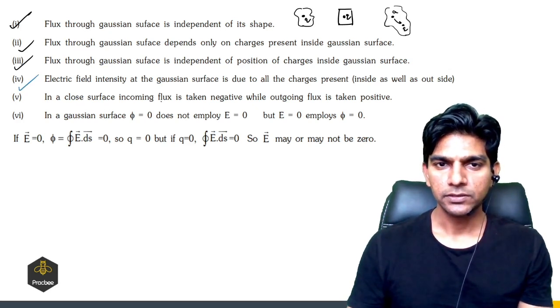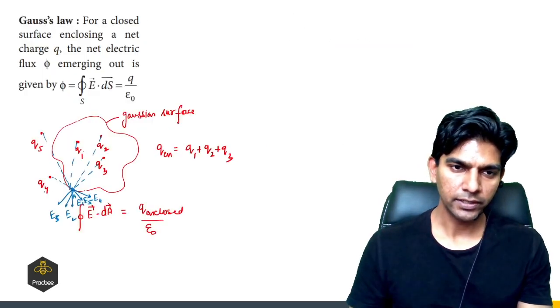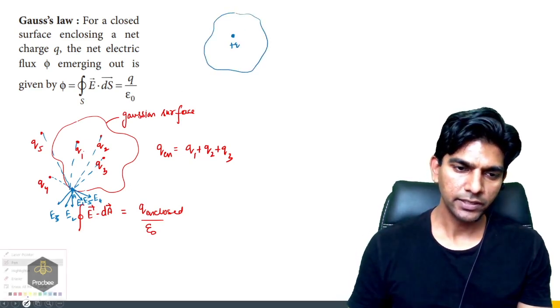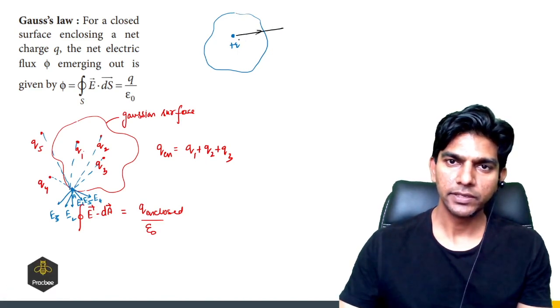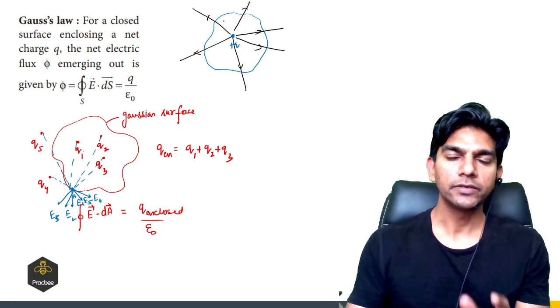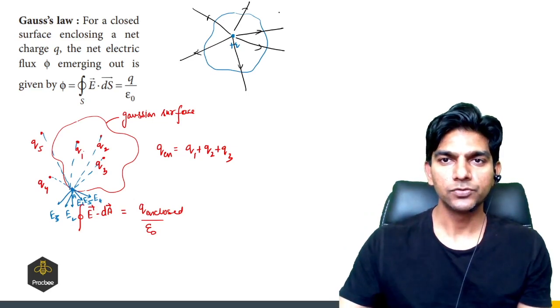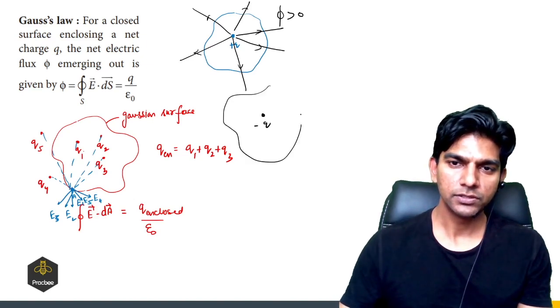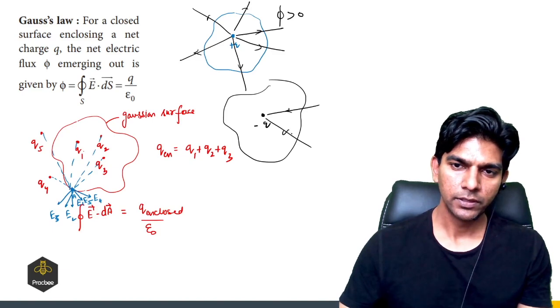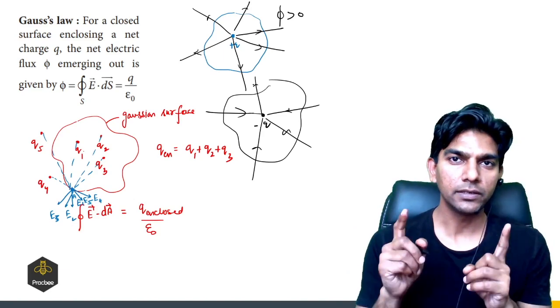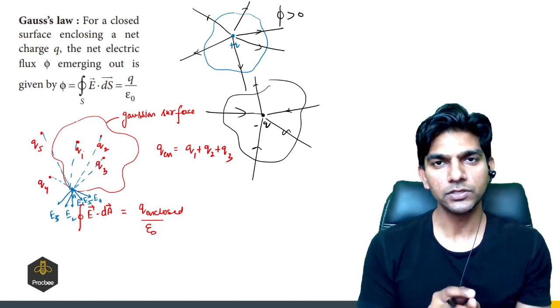So in a closed surface, incoming flux is taken as negative. Say I have a positive charge, and let us say this is the Gaussian surface. In this case, the electric field lines are radially outward, so they are piercing the surface in the outward direction, and the flux will be positive. But if we take a negatively charged particle, and this is the Gaussian surface, the electric field lines will be inward. If electric field lines are inward, we can say the flux will be negative, because in case of a closed surface, we take the area vector as always the outward normal.